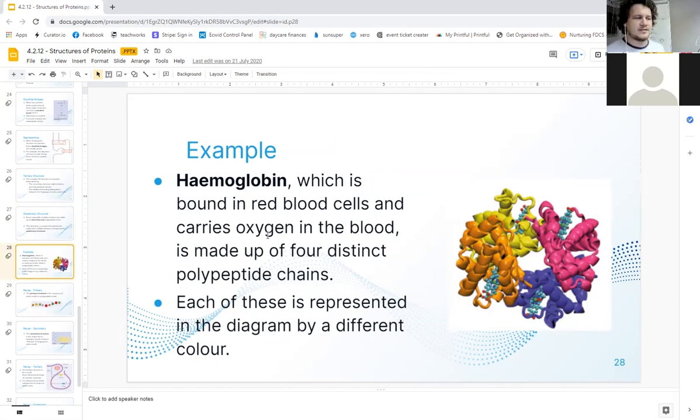So red blood cells carry hemoglobin. Hemoglobin carries oxygen, and it's made up of these 4 different polypeptide chains. These little bits here, they're called ligands. I don't think you need to know that for senior chem. But what happens is the oxygen binds to these spots. So 1 hemoglobin molecule carries 4 molecules of oxygen.